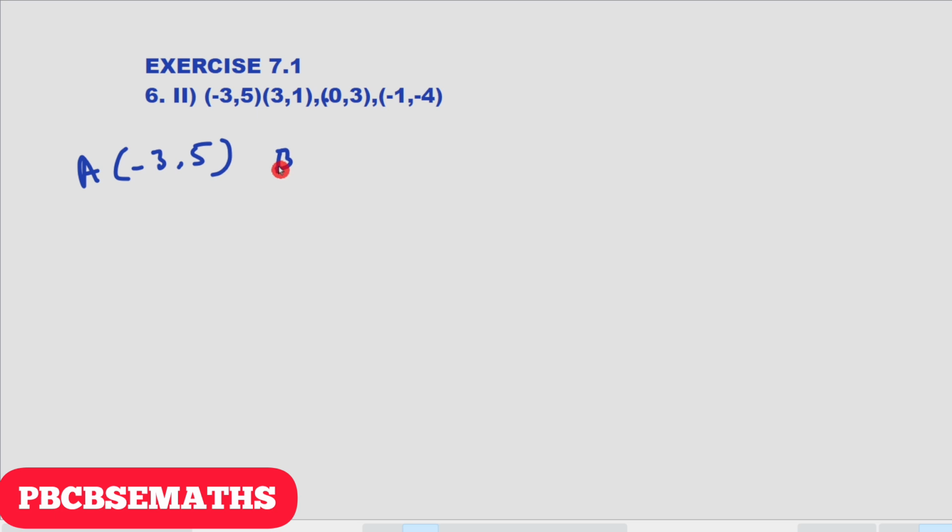Let's take point B as 3, 1. C as 0, 3. At last, D as minus 1, minus 4. And let's try to find out which type of quadrilateral these 4 points will form. For that, let's find the distance between AB, BC, CD and AD.